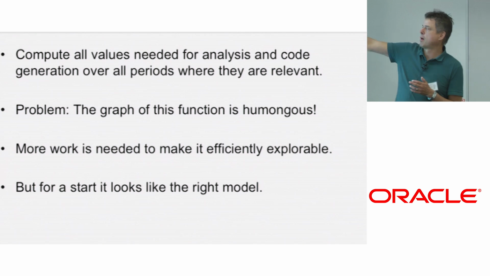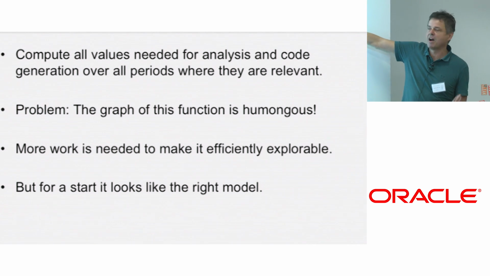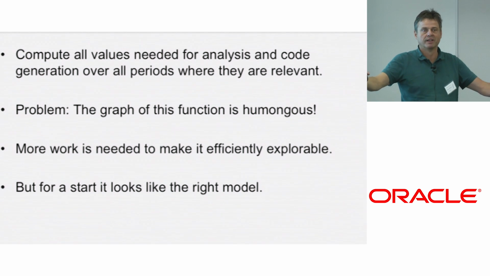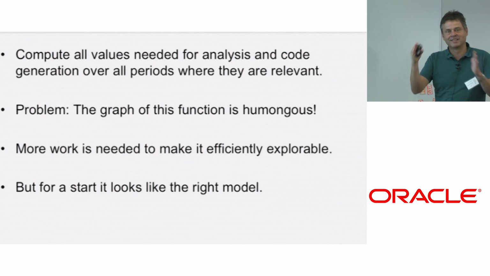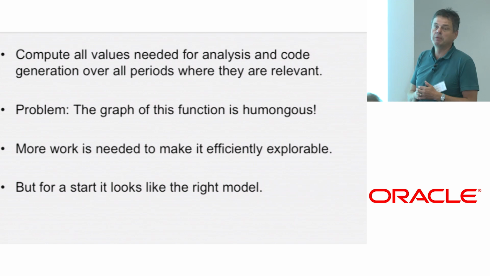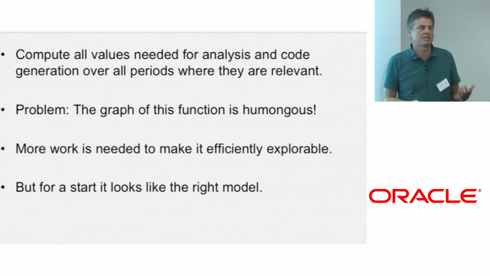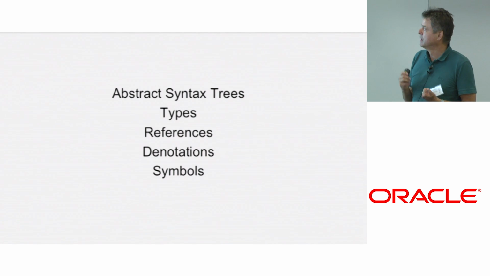But again, of course, the problem is I've just reformulated the problem statement. The graph of this function is, again, humongous. So it's just like essentially taking the world and recompiling it every time. I just essentially have sliced and diced things slightly differently. So the graph is very big, so we need more work to make that efficiently explorable. But for a start, it looks like the right model. So it looks like a high-level model that really models what goes on here.